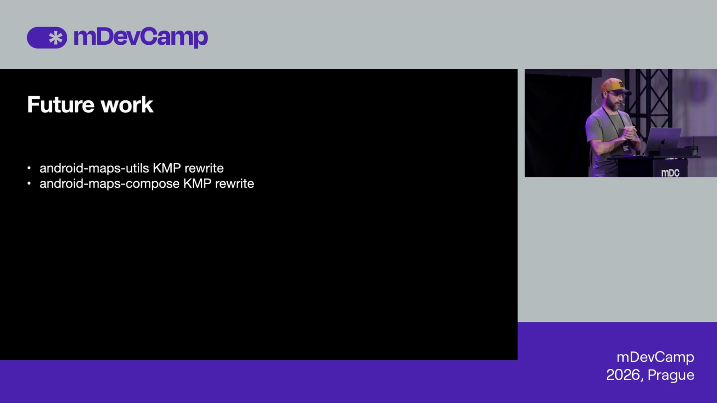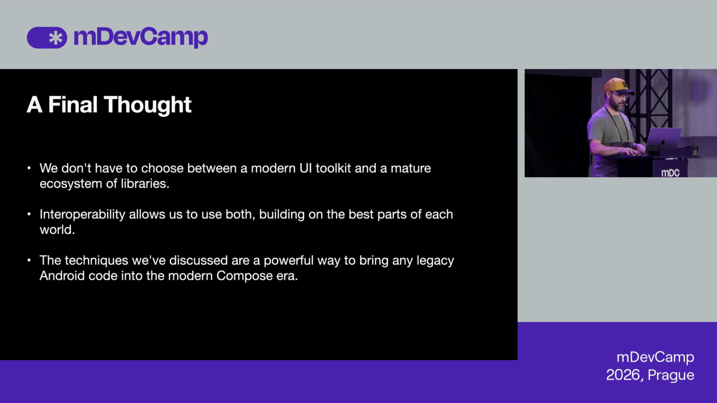Some future work. There is right now an Android Maps utils rewrite happening, and another one for Android Maps Compose. So hopefully in the future, this can be used also in the KMP world, meaning this can compile for iOS, maybe another platform, who knows. But yeah, this is, I guess, what the future is bringing.